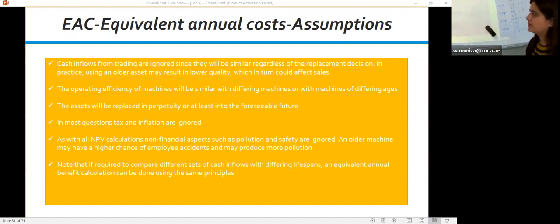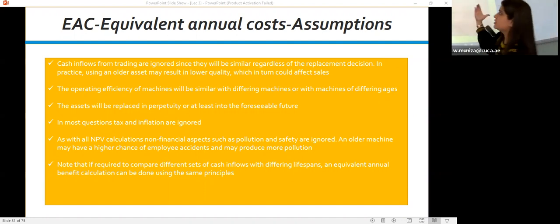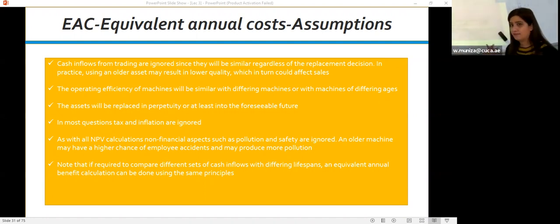In most questions, tax and inflation are ignored. When you encounter questions regarding EAC, you will not have the tax and inflation factors over there. As with all NPV calculations, non-financial aspects such as pollution and safety are ignored. An older machine may have a higher chance of employee accidents and may produce more pollution, but that is going to be ignored. Then note that if required to compare different sets of cash inflows with different lifespans, an equivalent annual benefit calculation can be done using the same principles. So EAB is also done using the same principles.